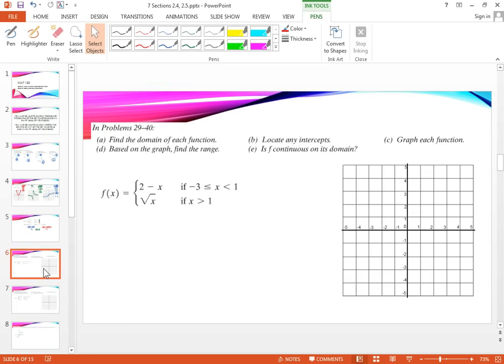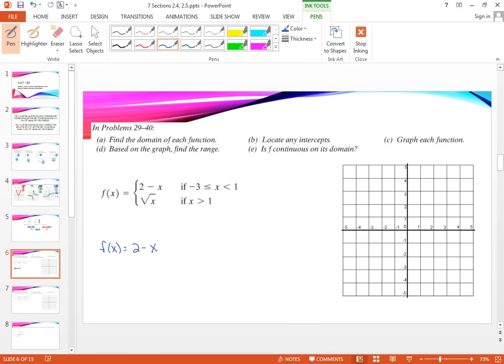The main thing I'm after here is, can we draw this thing? Can we graph it? Okay. So easiest way to do this is with a pencil and an eraser. I'm going to start with the top one, right? F of x equals 2 minus x. And I'm not going to pay attention to the conditions just yet. I'm not going to pay attention to that square root of x. I'm just looking at that first little baby function.